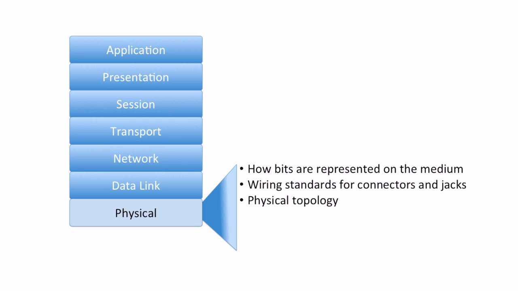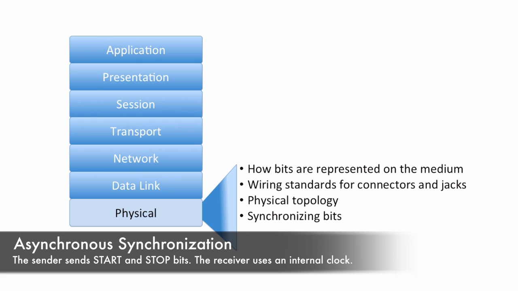Something else the physical layer is responsible for is synchronizing bits. We've got a couple of devices on a wire, for example. They're trying to communicate between themselves. They're representing bits somehow, the presence or the absence of voltage perhaps. But how do they agree on when one bit stops and another bit starts? There are a couple of basic approaches to synchronization. The first is asynchronous synchronization.